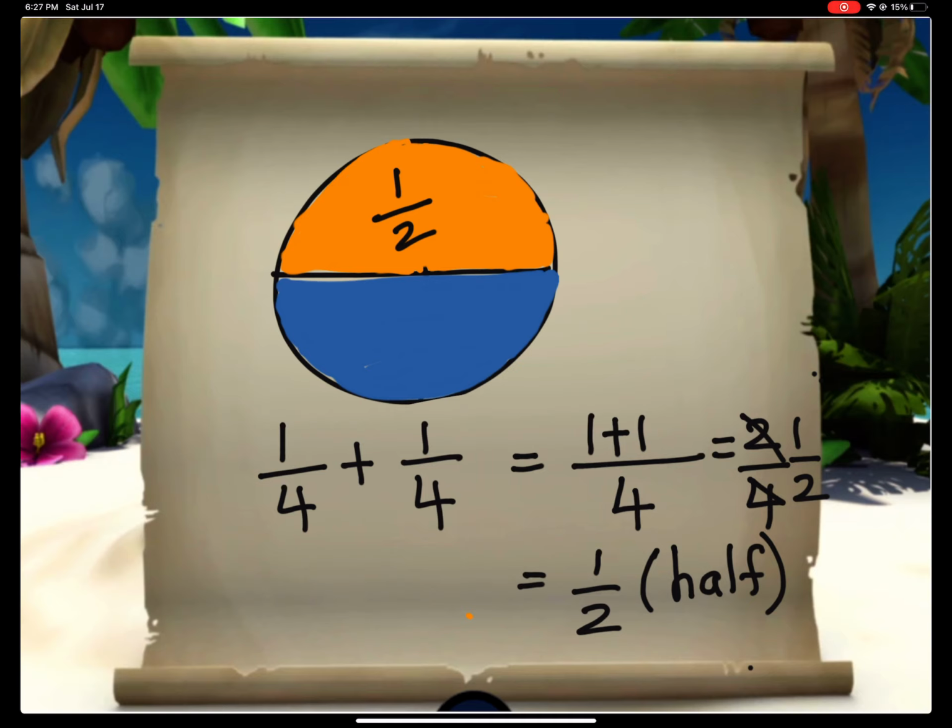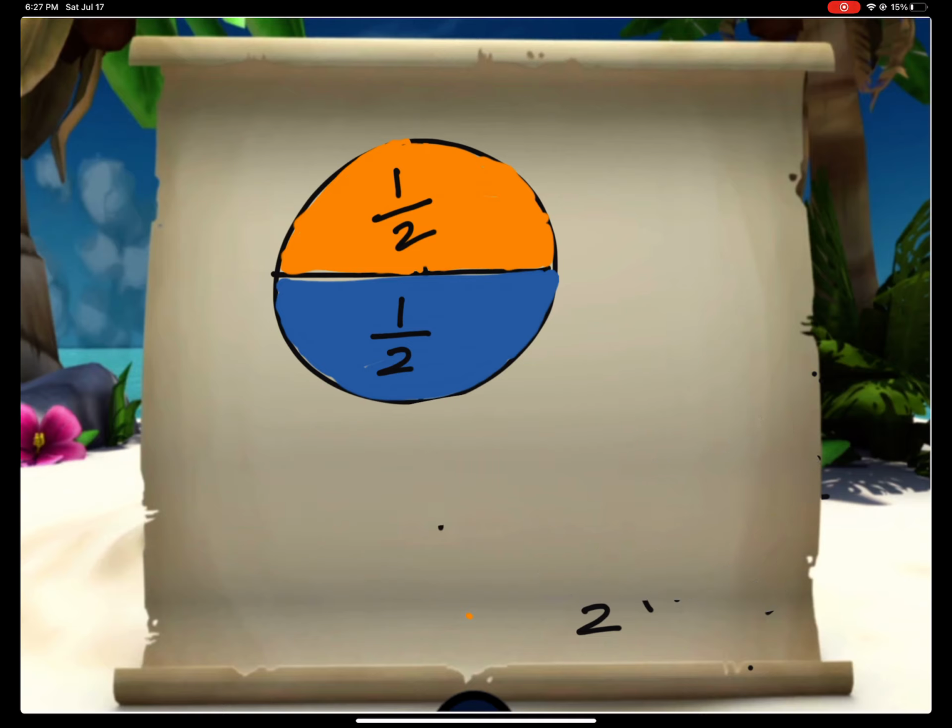If you see now, the blue part of the circle is also another half. If the yellow part is a half, the blue part is also another half, right? Yes, so the blue part is also another half. 1/2 is half. Now let's find the whole circle. So there is a yellow 1/2, yellow half, and there is also another blue half. Let's add both the halves.